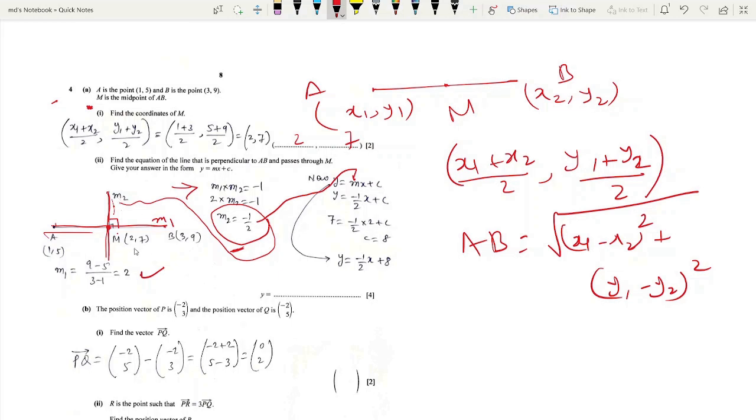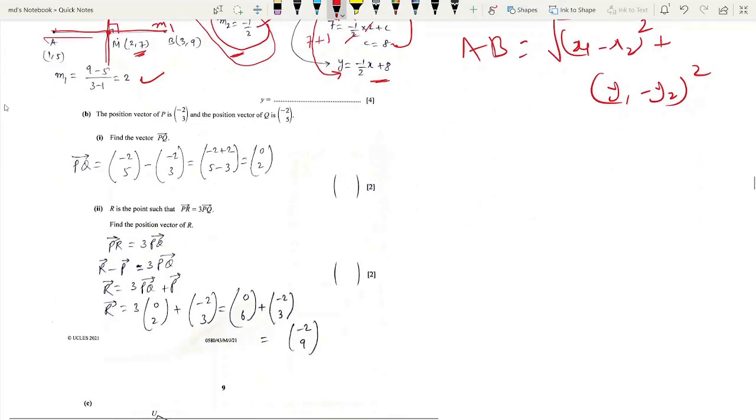Because this line is passing through (2, 7), x is 2 and y is 7. So 7 equals minus half times 2. This 2 and this 2 you can cancel, and you can take this minus 1 to the left side. So 7 plus 1, that is 8, right? So c equals 8. Then you have to put this c value again here. So y equals minus half x plus c, which was 8. So this is your answer.